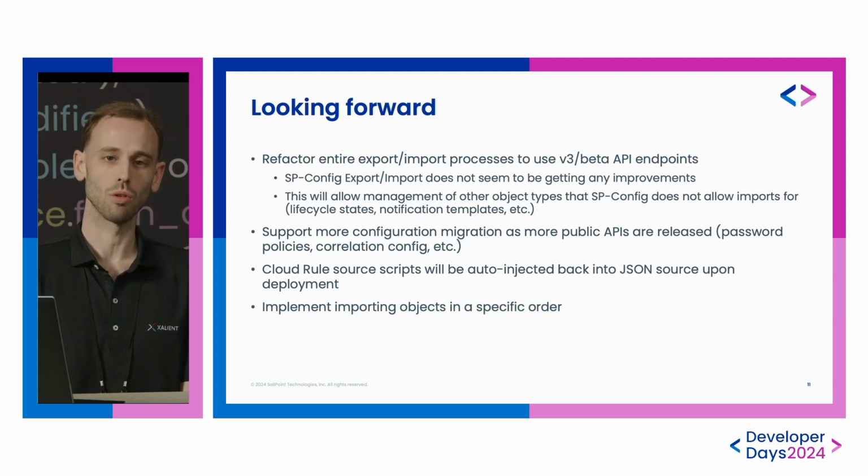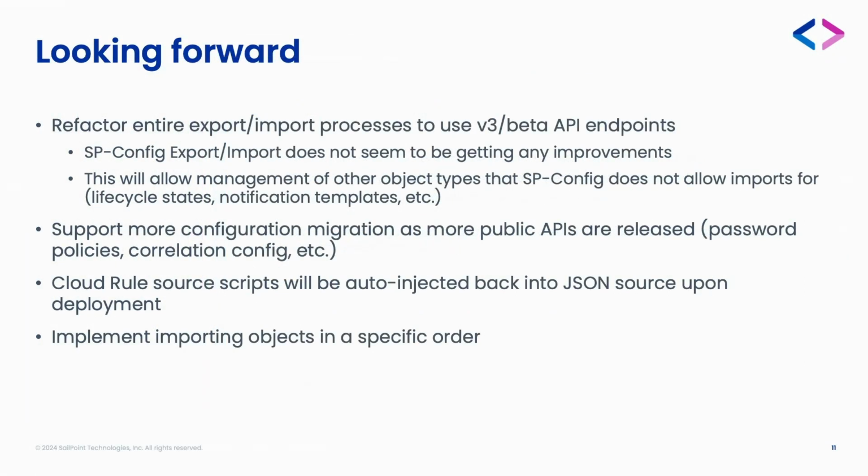Those are all things that could be built out into these tools and CI/CD pipelines. Managing cloud rule or connector rule source scripts. I want to hopefully be able to extract those, make them more readable, and then auto inject them back into the JSON source upon deployment rather than manually unescaping the source code that's encapsulated in the JSON and re-escaping it before you deploy it. A little bit of a tedious process there.